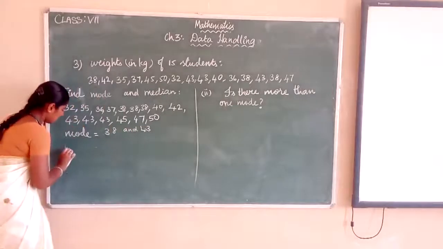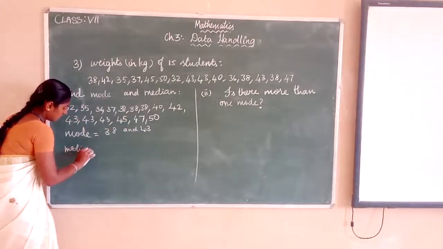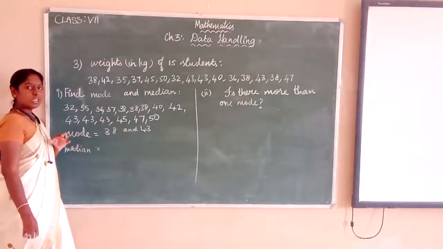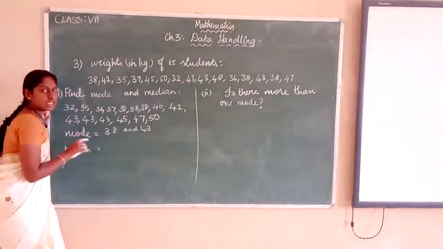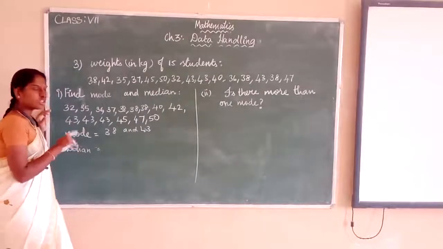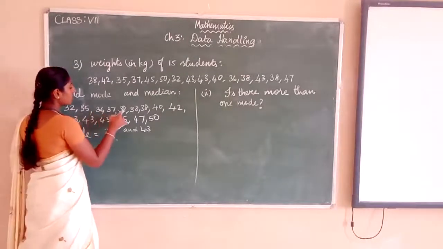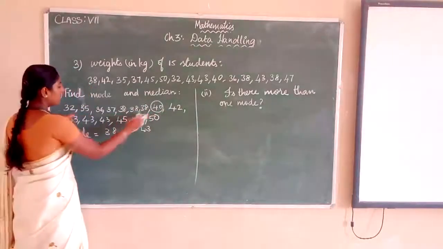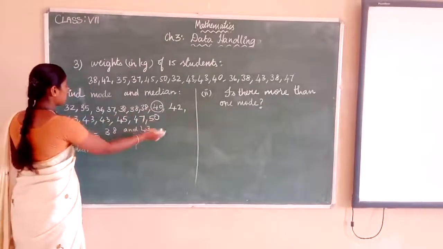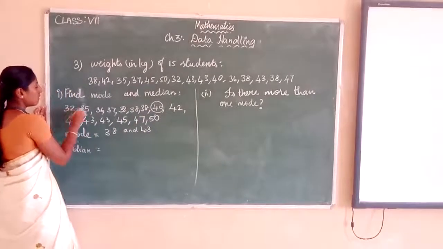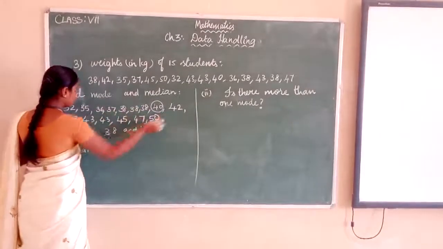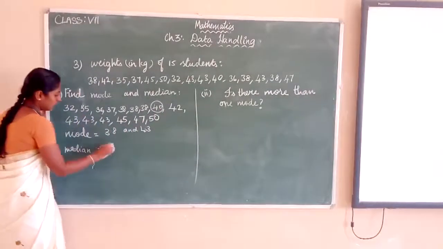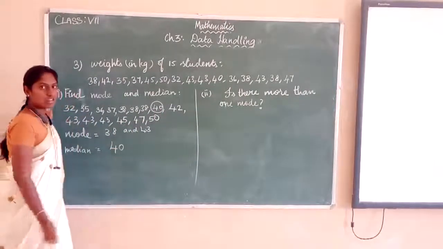And what is the median? Here we have 15 observations, right? So which will be the median? The middle term. It is the 8th term. So which is the 8th term here? 1, 2, 3, 4, 5, 6, 7, 8. So this is the 8th term. If you check, before 40 you will have 7 numbers and after 40 you will have 7 numbers. Yes or no? 1, 2, 3, 4, 5, 6, 7 and 1, 2, 3, 4, 5, 6, 7. So 40 is the middle value. So the median is 40. Is it clear for all of you?